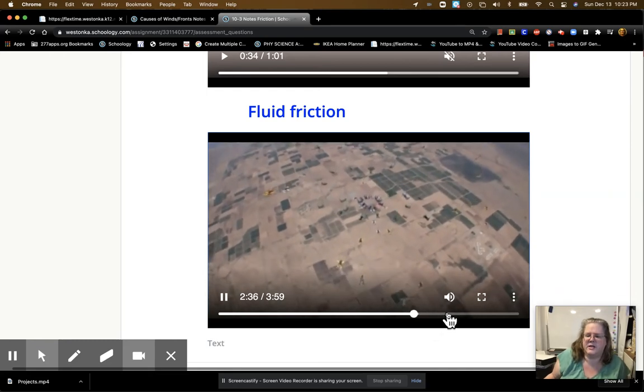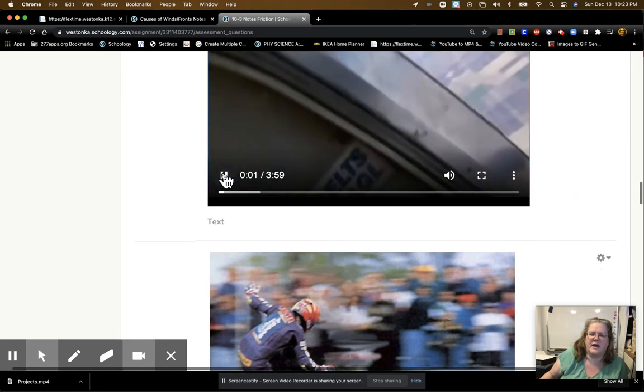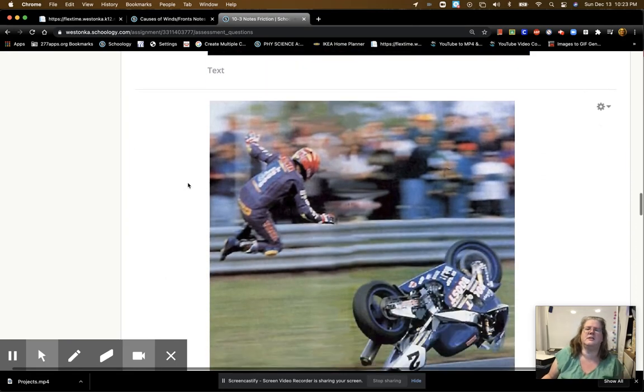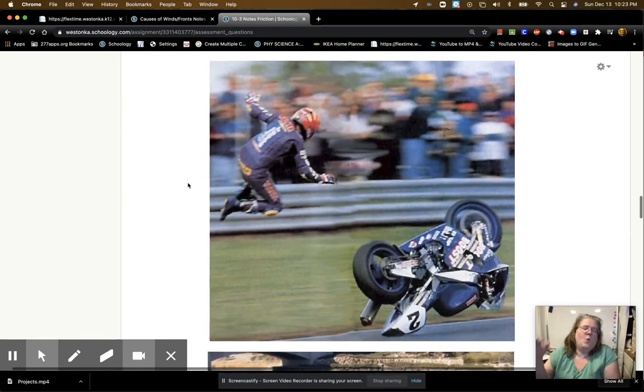If this doesn't play all the way through, you can see it's going to stop. You can Google that and it will come up. So I want you to take a look at this picture and tell me, what types of friction do you think this picture within a 30-second span was experiencing? Well, don't you think the motorcycle had rolling friction before it flipped?